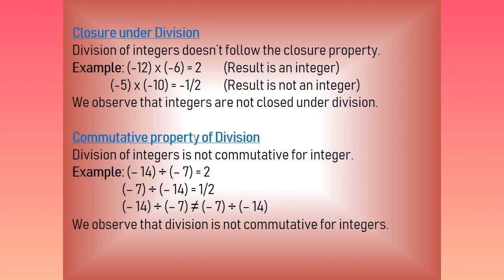Commutative property of division. Division of integers is not commutative for integers. For example, -14 ÷ -7 = 2. -7 ÷ -14 = 1/2. -14 ÷ -7 is not equal to -7 ÷ -14. We observe that division is not commutative for integers.